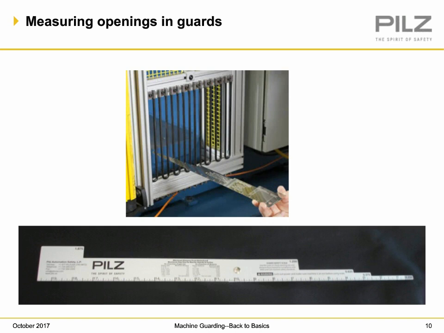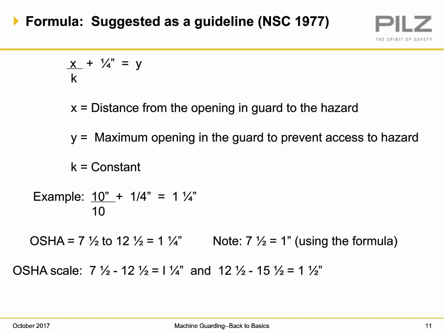Now, I came across this early in my career, attending a National Safety Congress. This was published by the National Safety Council in 1977. It's a guide that an individual put together, and it's pretty much spot on. You have X over K plus a quarter inch equals Y. X equals the distance from the opening in the guard to the hazard. Y is the maximum opening in the guard to prevent access to the hazard. K is a constant. In this author's publication, the constant factors were 6, 8, and 10. I'm using 10 because it's probably the most restrictive constant to use in this particular formula.